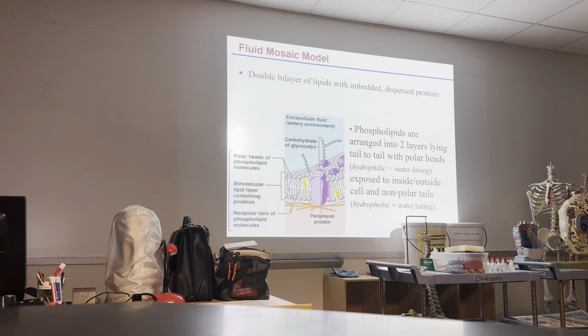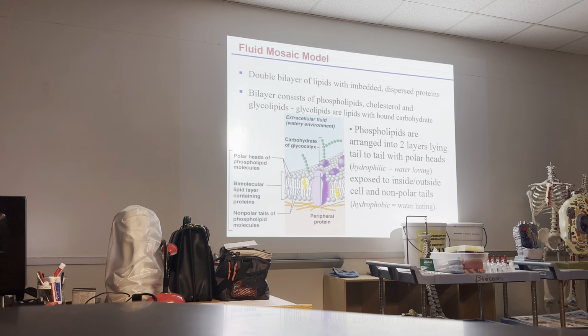So here it is. Here's a nice fluid mosaic model. What does it mean when they say fluid mosaic model? Let's go ahead and read that for me. Kelly, read that for me. Double bilayer of lipids with embedded dispersed proteins. Bilayer consists of phospholipids, cholesterol, and glycolipids. Can you repeat that again? Bilayer consists of phospholipids, cholesterol, and glycolipids. Glycolipids are lipids with bound carbohydrate.